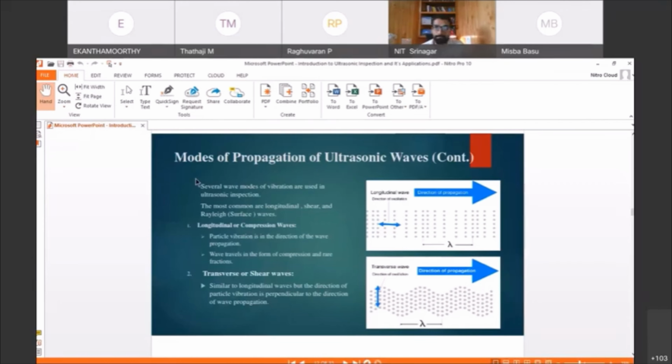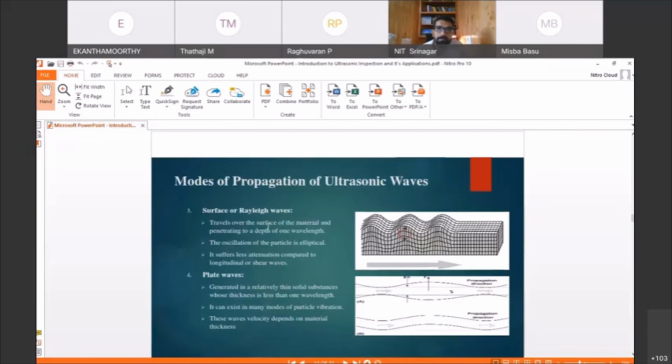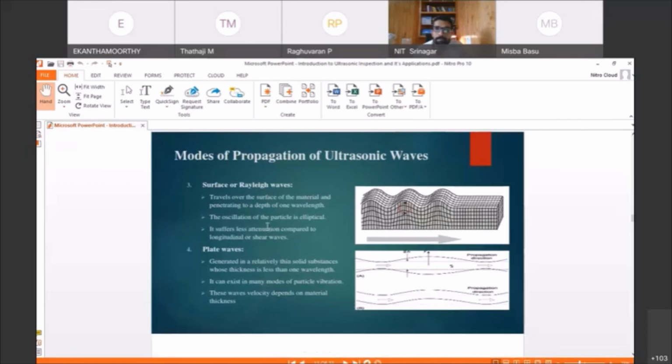These are the different modes of propagation. We have seen longitudinal and transverse, and one more mode of propagation is surface or Rayleigh waves. Especially, we use this for measuring surface indications. One example is long range UT. In industries, we basically use this kind of mode for measuring corrosion and any surface cracks in a practical way. It travels on the surface of the material and penetrates to a depth limited to one wavelength only.